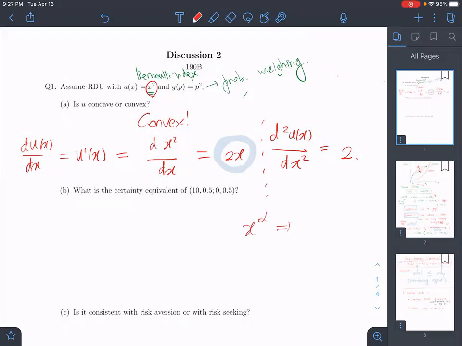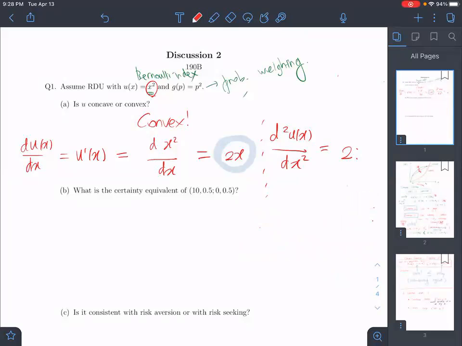If you differentiate this kind of form, x to the alpha, you will get alpha x to the alpha minus 1. If you differentiate once more, then you have alpha times alpha minus 1 times x to the alpha minus 2. Alpha minus 1, sorry. So if you differentiate a function like this, x to the alpha, you take minus 1 at the exponent, and then you take that alpha to the front. Okay. So this is how we differentiate a function.